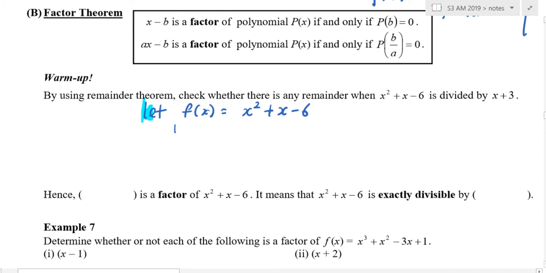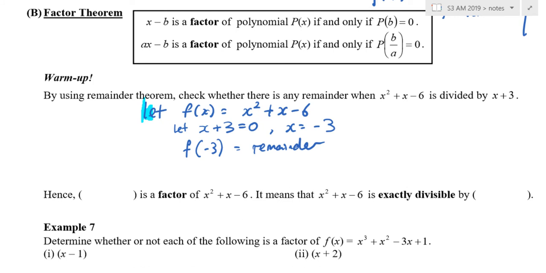Very good. Let x equal negative 3, so f(negative 3) equals remainder, right? Now this is an awkward statement. If you look at all textbooks, usually they don't write this statement. But the reason why I write it is because I want to remind you whatever comes out of it is actually the remainder.